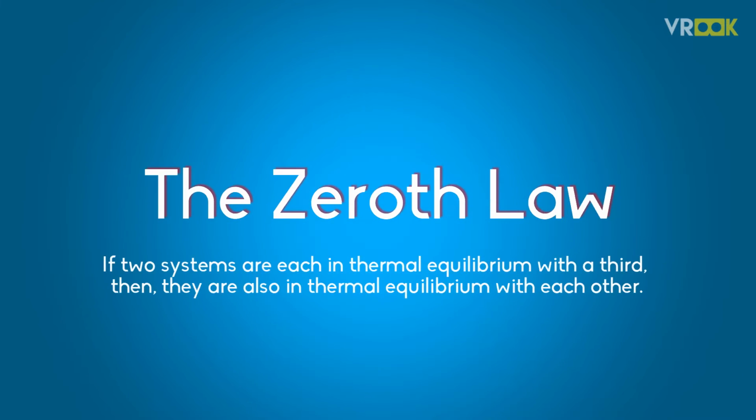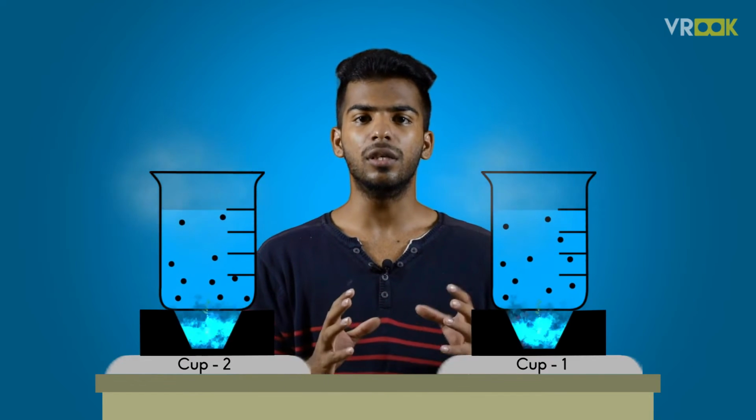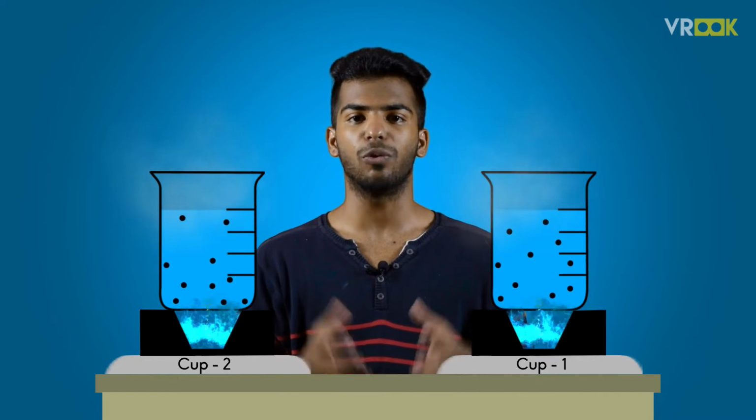Incredibly important, as it allows us to define the concept of a temperature scale. It states, if two systems are each in thermal equilibrium with a third, then they are also in thermal equilibrium with each other. For example, consider two separate cups of boiling water.